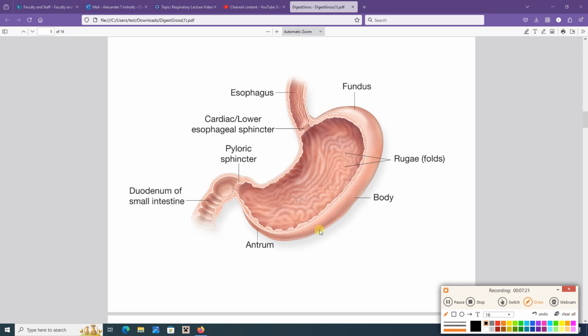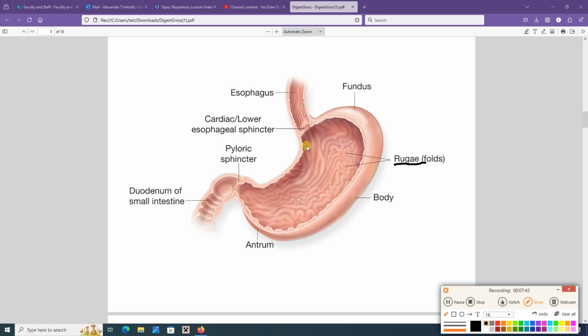Now, the stomach also has folds in it called rugae. These are folds that unfold when you eat. So I'm kind of hungry right now. My stomach is kind of empty, which means my stomach has a bunch of rugae. I'm going to go cook dinner. I'm going to eat that dinner, and those rugae are going to decrease in number.